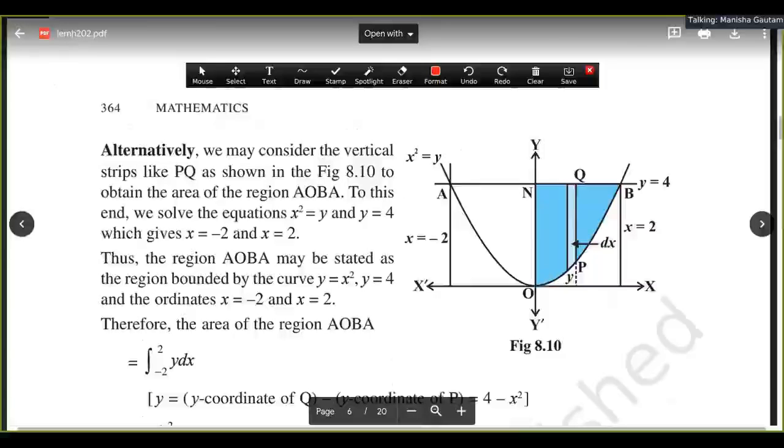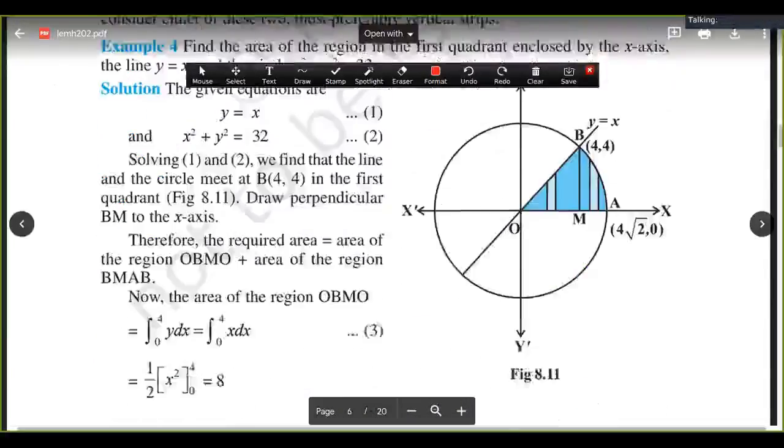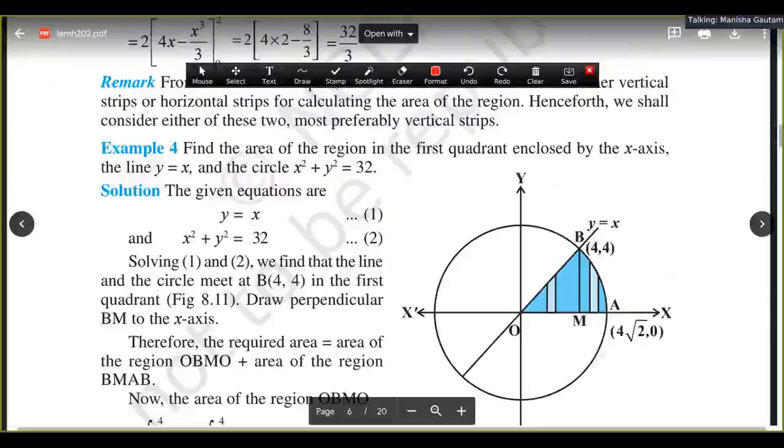An alternate way is given when you take the strip parallel to the y-axis. Now the next one is example number 4.